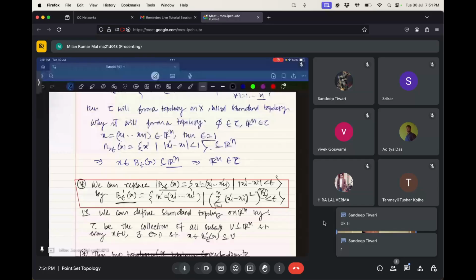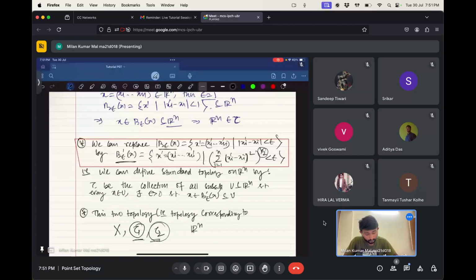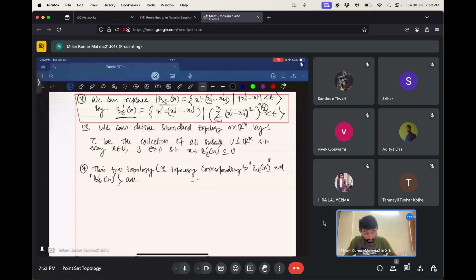I am saying B epsilon. For the easiest way, I will write the topology corresponding to B epsilon x and B epsilon dash x. They are the same collection of open sets, the same collection of sets. Those are called open sets. This is just symbolic notation; there is no such phrase as topology corresponding to B epsilon in that sense. They are the same.